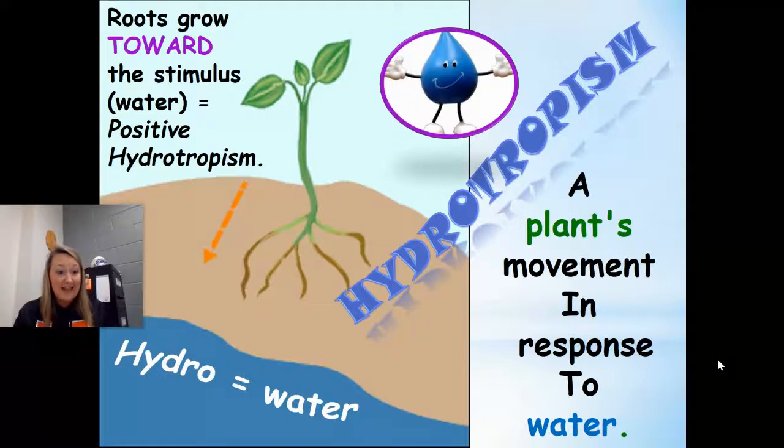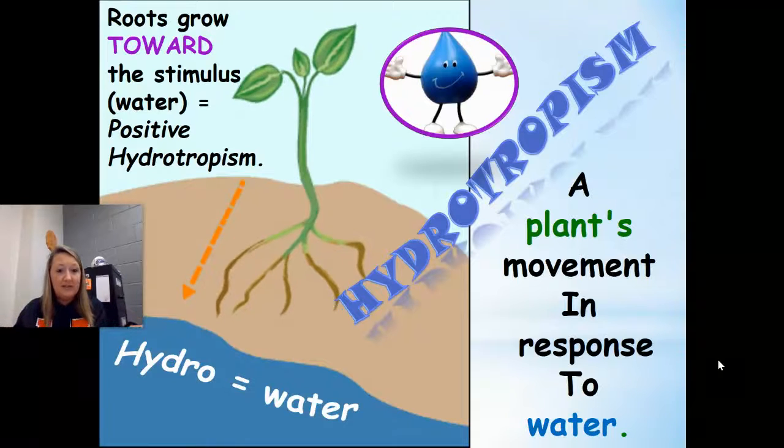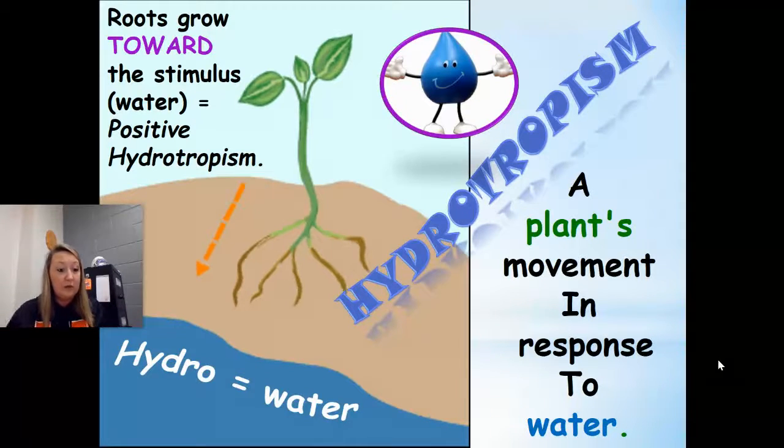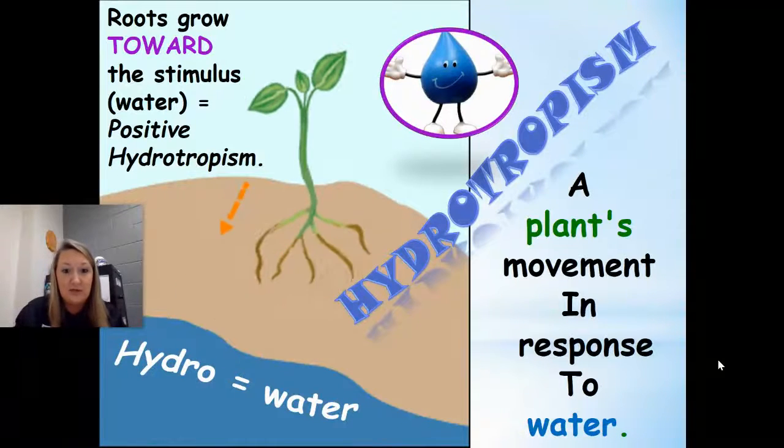We also see this in cacti, right? They're growing out. They have these big, widespread root systems, and that's so that they can catch those water droplets when it dews or when it rains every once in a while in their desert conditions.